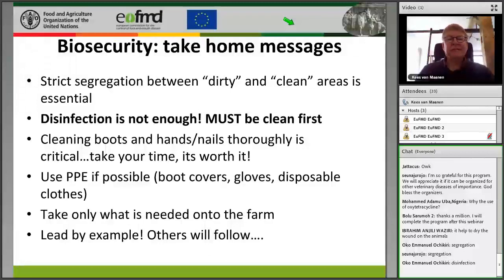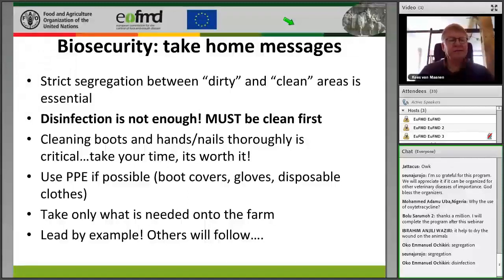So as take-home messages, I repeat it again because we consider it very important. Strict segregation between dirty and clean areas is essential. Disinfection is not enough. You must clean first. Clean your boots and your hands and nails thoroughly, and especially when you use gloves. Of course, that's one of the reasons to use gloves, so that you don't get dirt under your nails. So take your time, it's worth it.